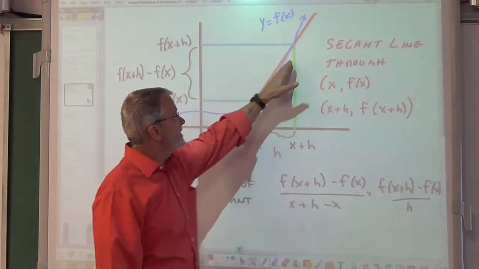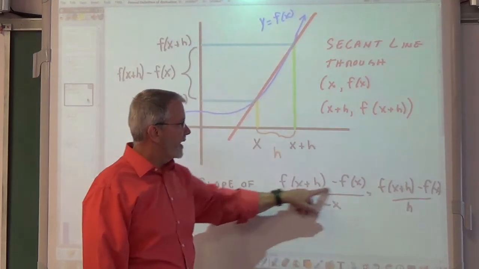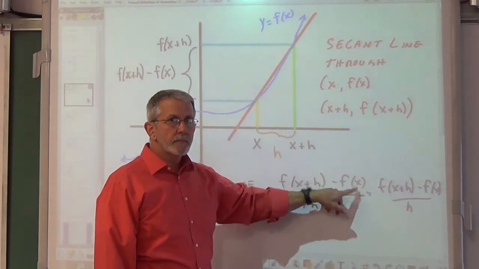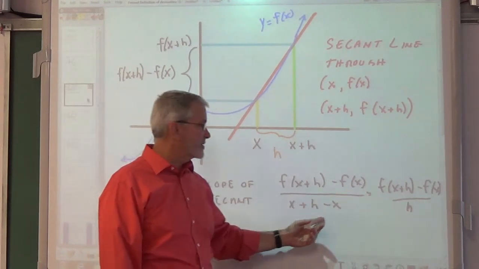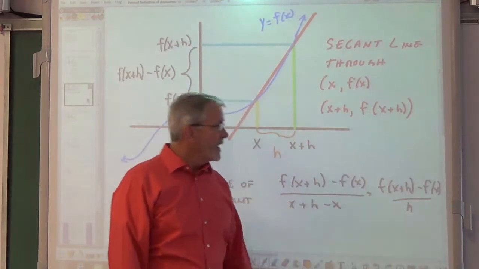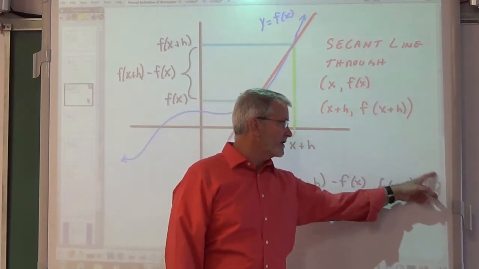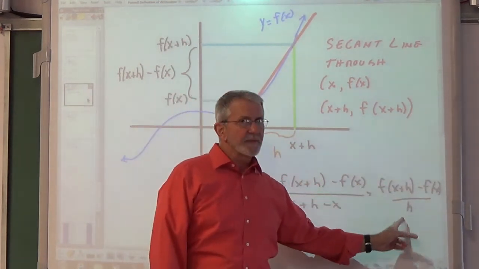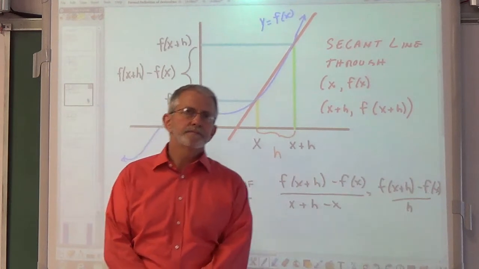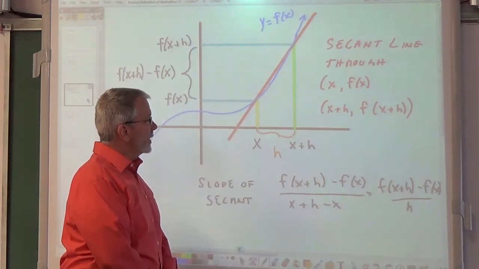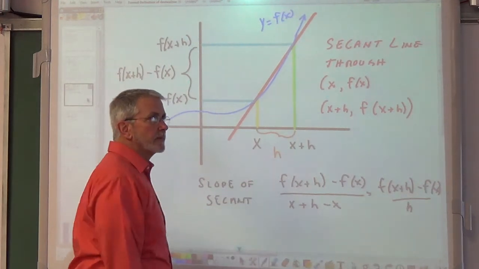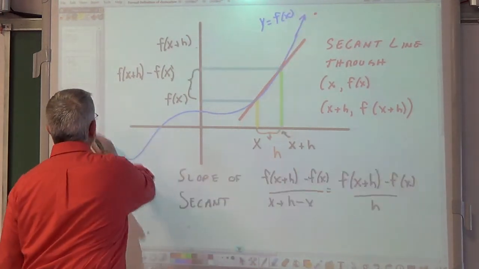So, the slope of this secant line would be the change in y over the change in x, x plus h minus x, which we know is just h. And if you recall from your pre-calculus days, this is the difference quotient. Okay? So what I'm going to do now is give you another graphical representation and see what happens.